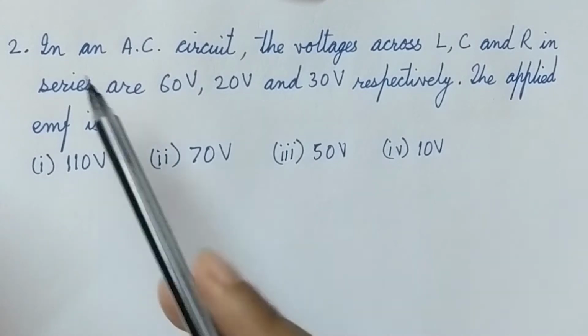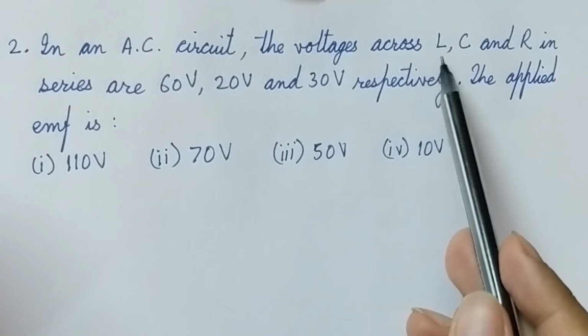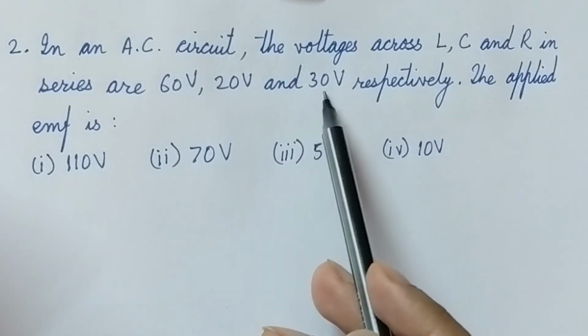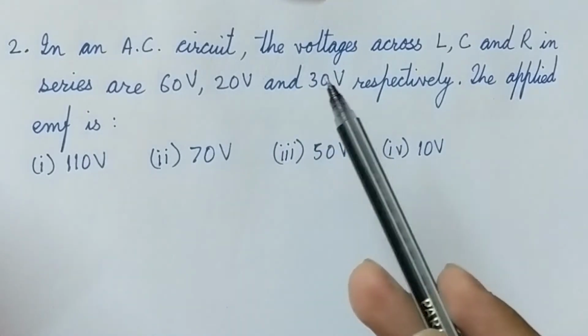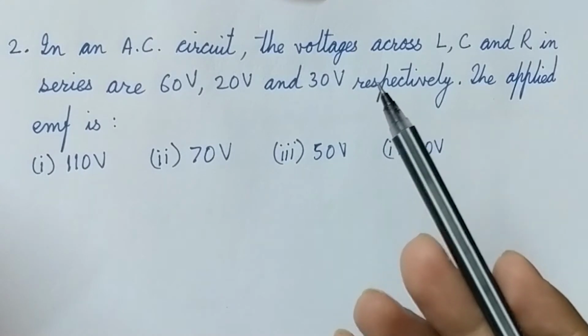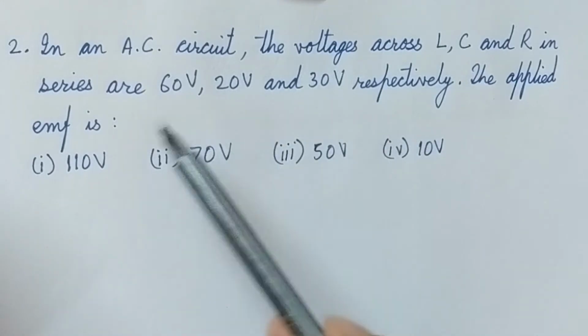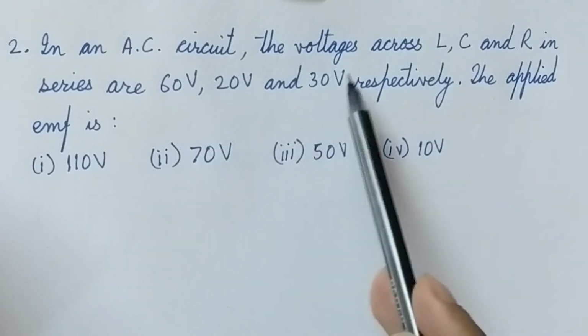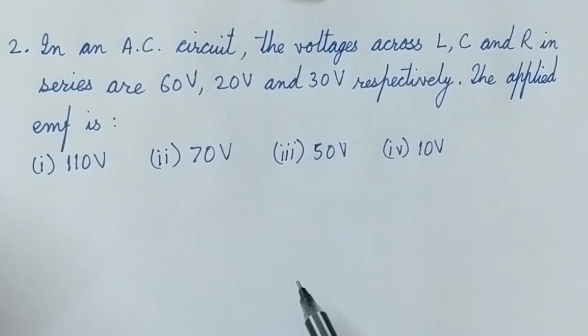So the second question is, in an AC circuit, the voltages across inductance, capacitance and resistance in series are 60 volt, 20 volt, 30 volt respectively. What is the applied EMF or the total EMF that you supply to it? Now a lot of students make a mistake in this, that they treat it like a DC. If this was a DC circuit, then you add up the voltages and you get the corresponding total voltage.